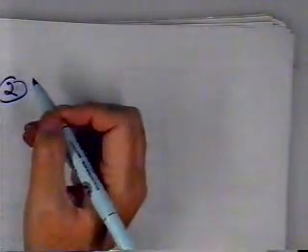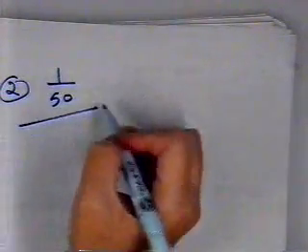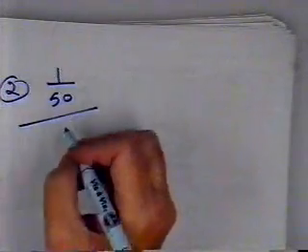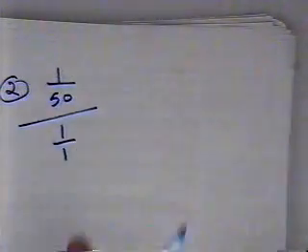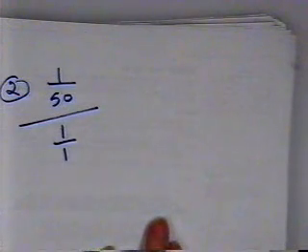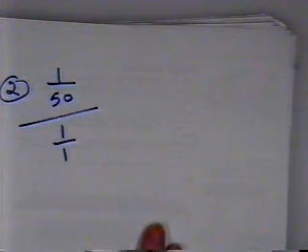Prepare 500 milliliters of a 1 to 50 strength from pure drug. Prepare 1 to 50. Pure drug is what as a ratio? 1 to 1. We can't put 100% if I don't have a percent on the top. So a ratio pure is 1 to 1. Prepare 500 milliliters.